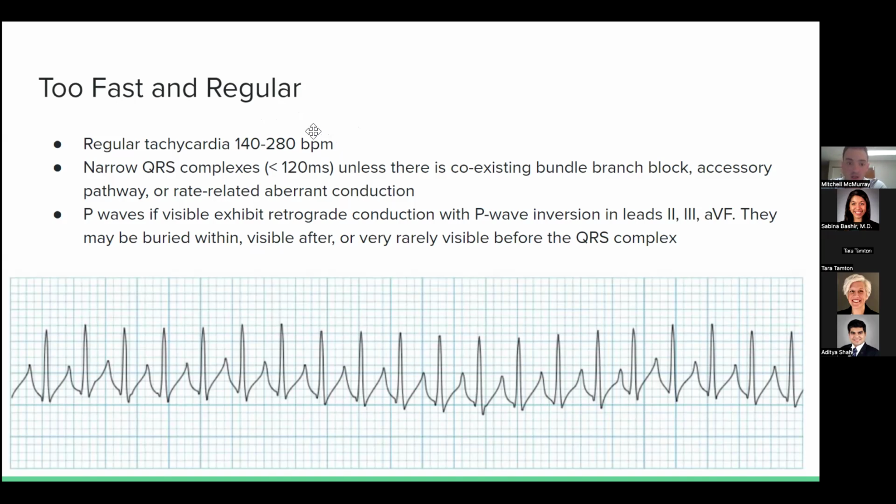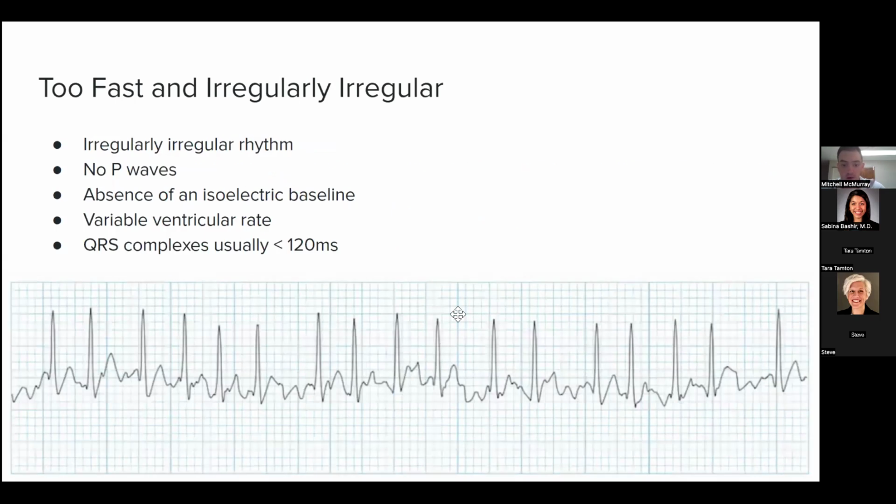So when you see heart rates, people in SVT are typically in the 180s to 200s. So it's really, really high. And then they have normal QRS complexes, so less than 100 to 120 milliseconds. Sometimes you'll see P waves, sometimes you won't. They can be before the QRS complexes, after, buried in it, etc. But the important thing here is that the R to R intervals are the same throughout compared to AFib, where the R to R intervals are changing constantly.